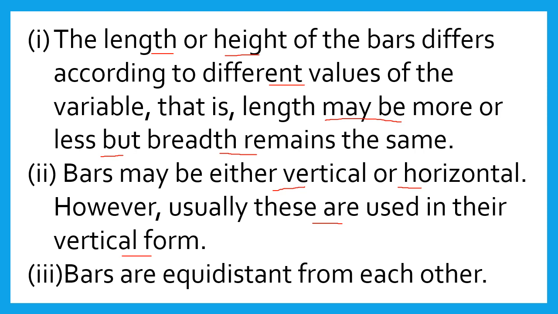Bars are equidistant from each other. It means that the distance between two bars is equal. So there is a constant distance between different bars.